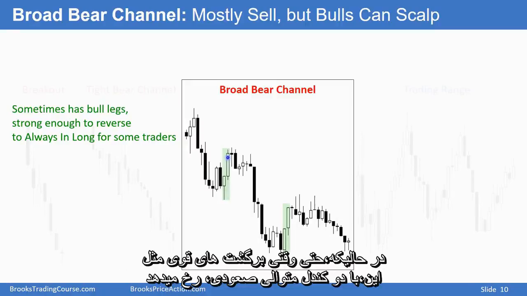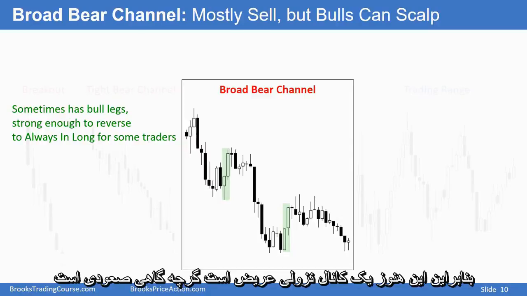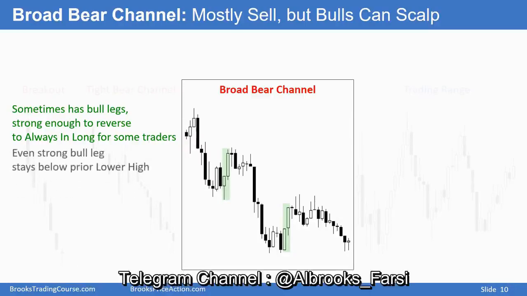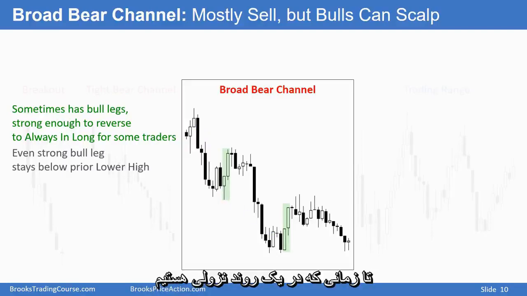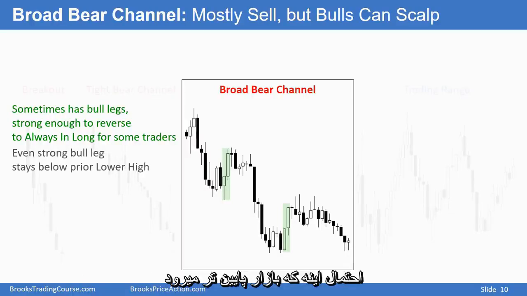However, even when you get a strong bull reversal like this, a pair of consecutive bull bars, again here, the highs still are lower. So it's still a broad bear channel, even though at times it's pretty bullish. Now, in general, as long as it's in a bear trend, any kind of bear trend, tight channel, breakout, broad bear channel, the probability is the market's going lower.